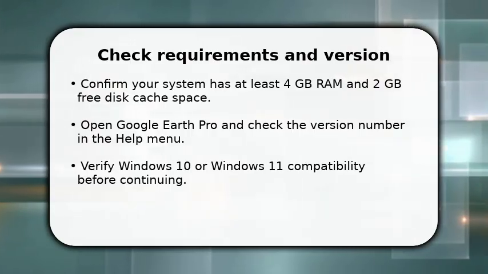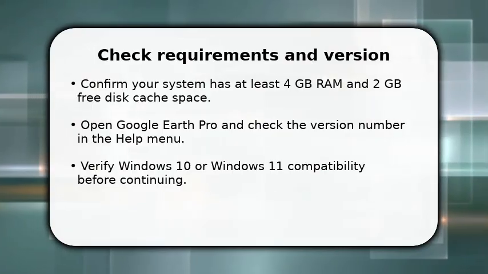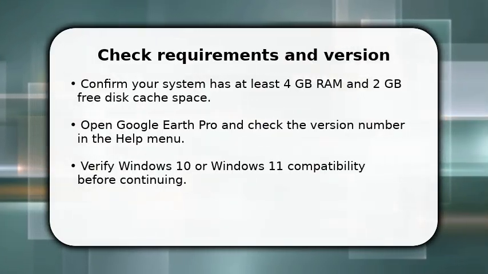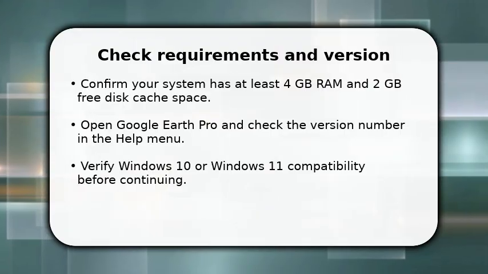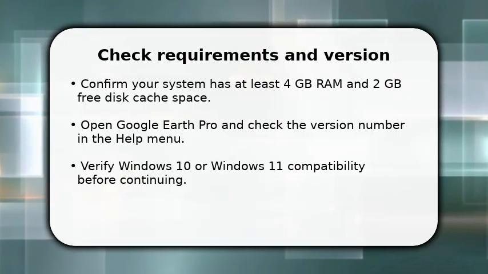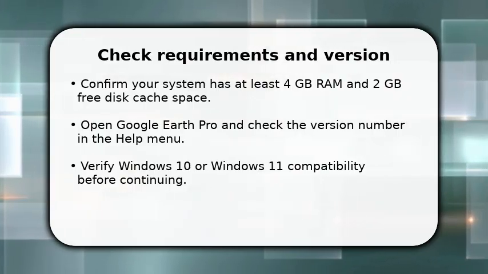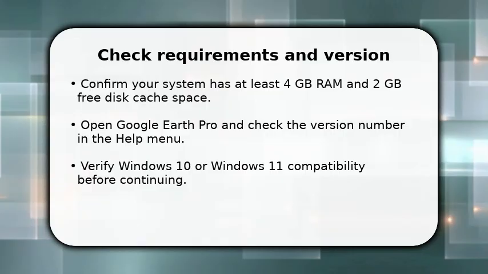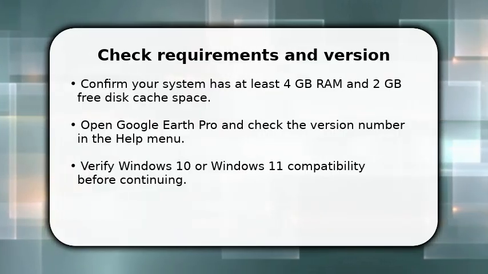First, confirm your computer meets basic requirements. Your machine should have at least 4 GB RAM available. Also, keep about 2 GB free disk space for the Google Earth cache. Open Google Earth Pro and choose Help, then About to see the version number. Make sure you run Windows 10 or Windows 11 for best compatibility.